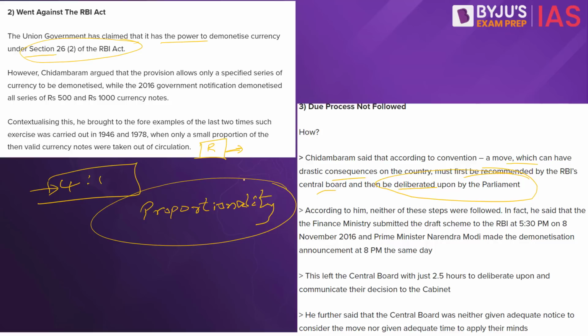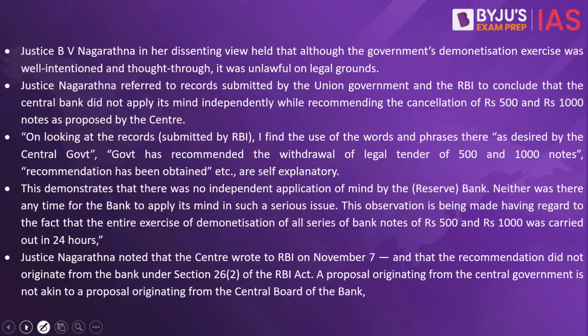What is the minority viewpoint of this particular judgment? Justice B.V. Nagarathna, in her dissenting view, held that although the government's demonetization exercise was well intentioned and thought through, it was unlawful on legal grounds. How? Justice Nagarathna referred to the record submitted by the Union government and the RBI to conclude that the central bank did not apply its mind independently while recommending the cancellation of 500 and 1000 notes as proposed by the center.